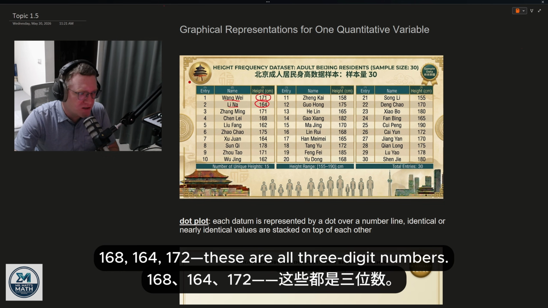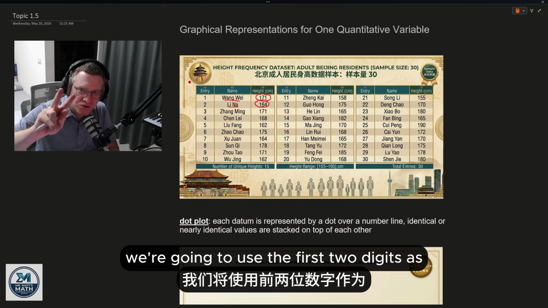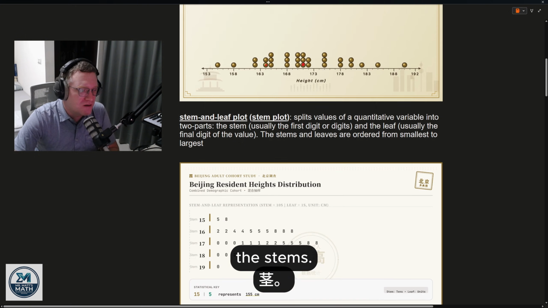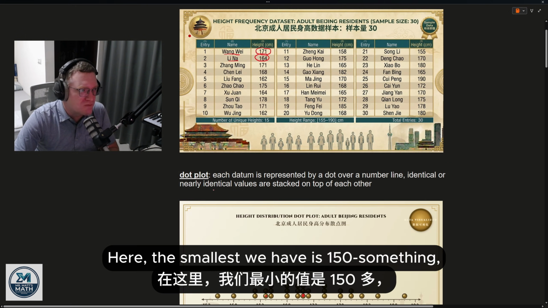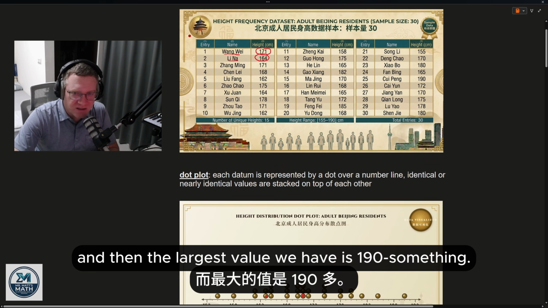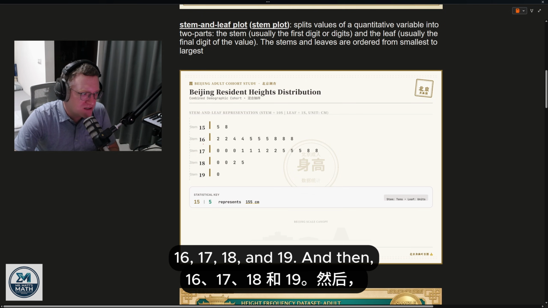168, 164, 172. All right, these are all 3-digit numbers. So what we're going to do is use the first 2 digits as the stems, all right? Here, the smallest we have is 150-something, and the largest value we have is 190-something. So that means our stems are going to be 15, 16, 17, 18, and 19.